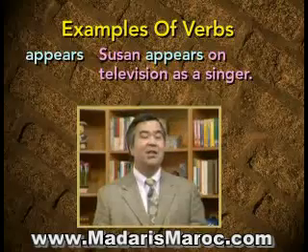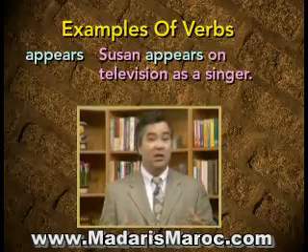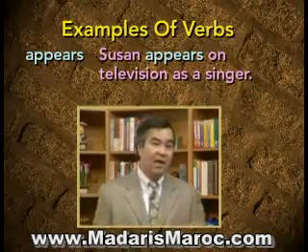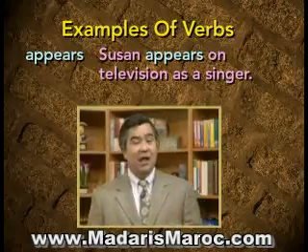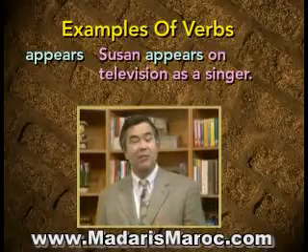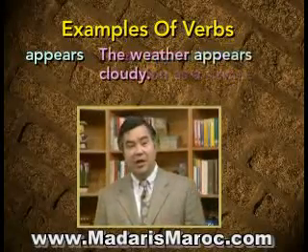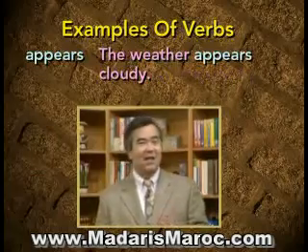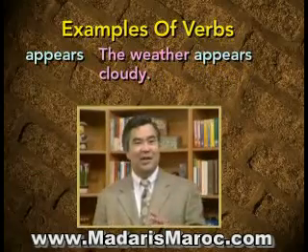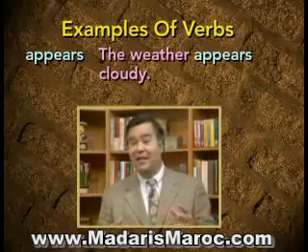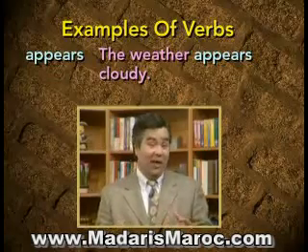It tells us something that Susan does. She appears on television. In that sentence, therefore, appears expresses an action. In other sentences, however, appears might express a state of being. For example, the weather appears cloudy. In that sentence, the verb appears is expressing a state of being. It is telling us something that the weather is, not something the weather is doing.